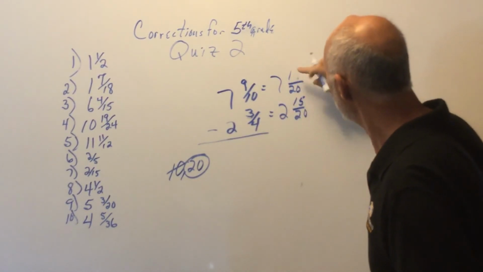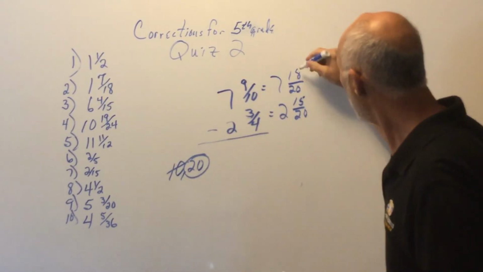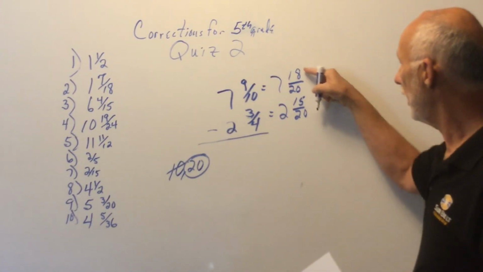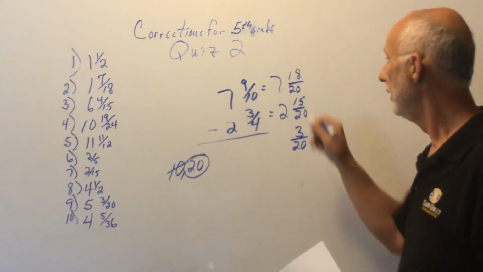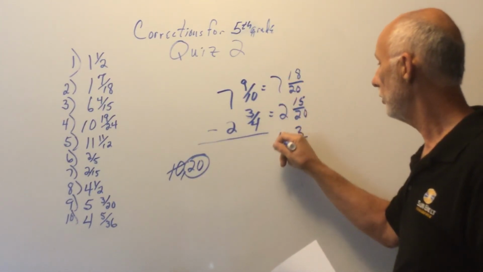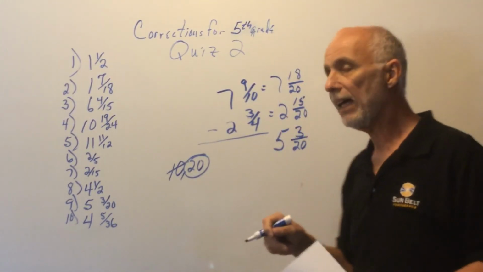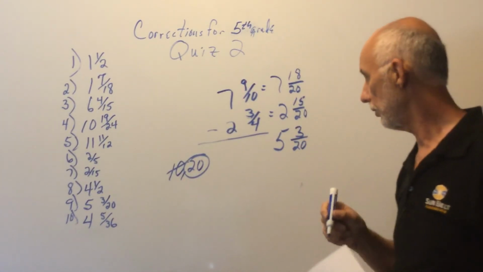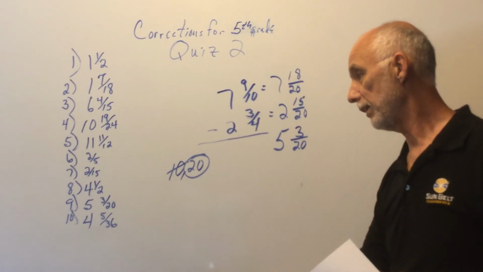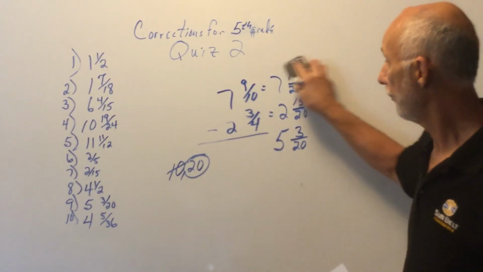And again, I don't even need to borrow. I just need to subtract numerators. 18 minus 15 is 3. Keep the denominator the same, 20. And subtract whole numbers. 7 minus 2 is 5. And again, it's proper, it's simplified, and it is your final answer. 5 and 3/20. And you didn't have to borrow.